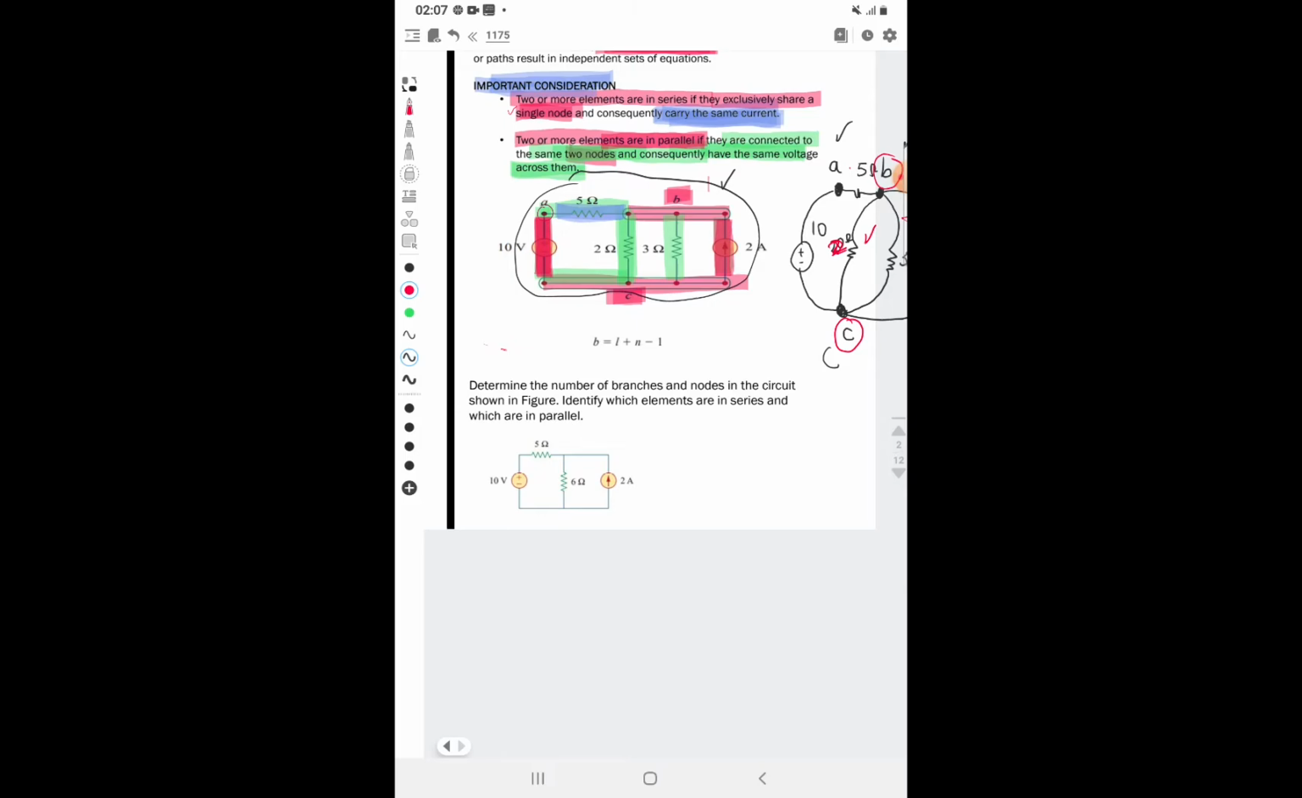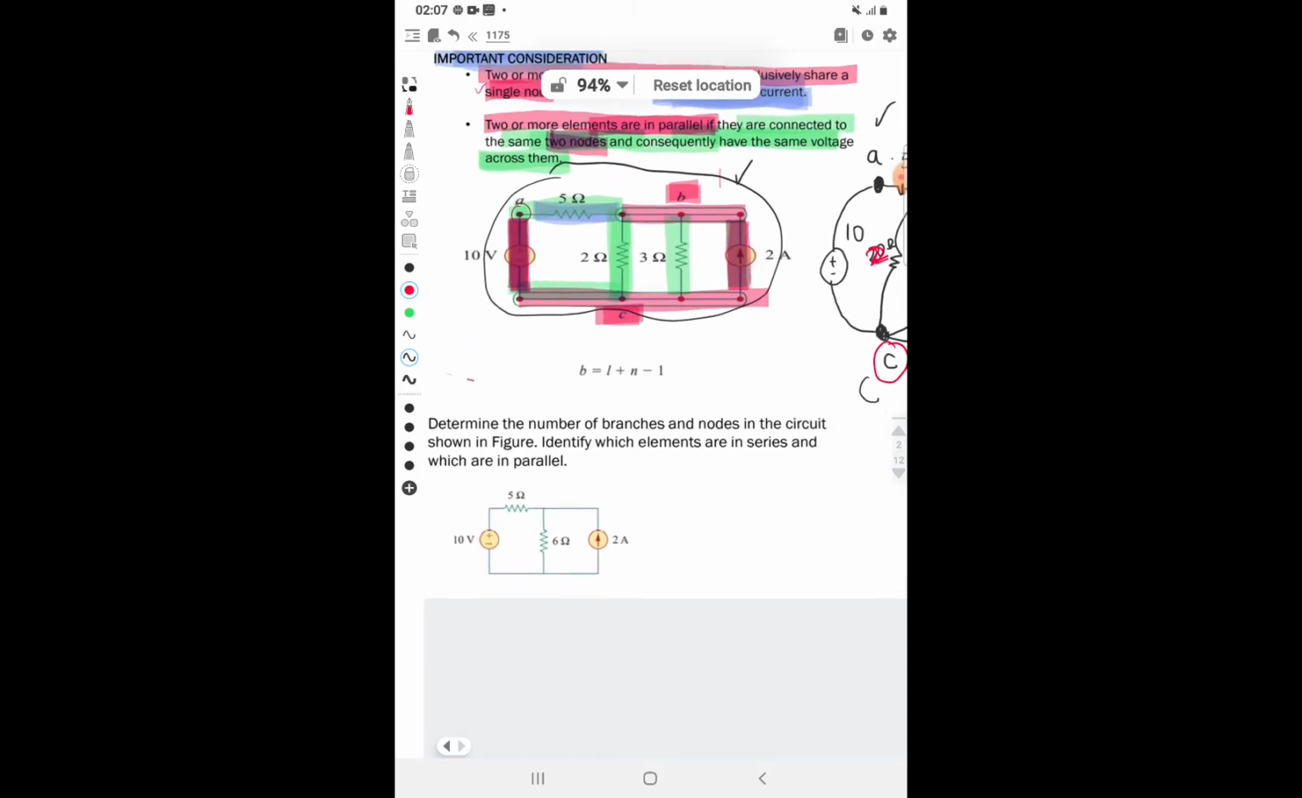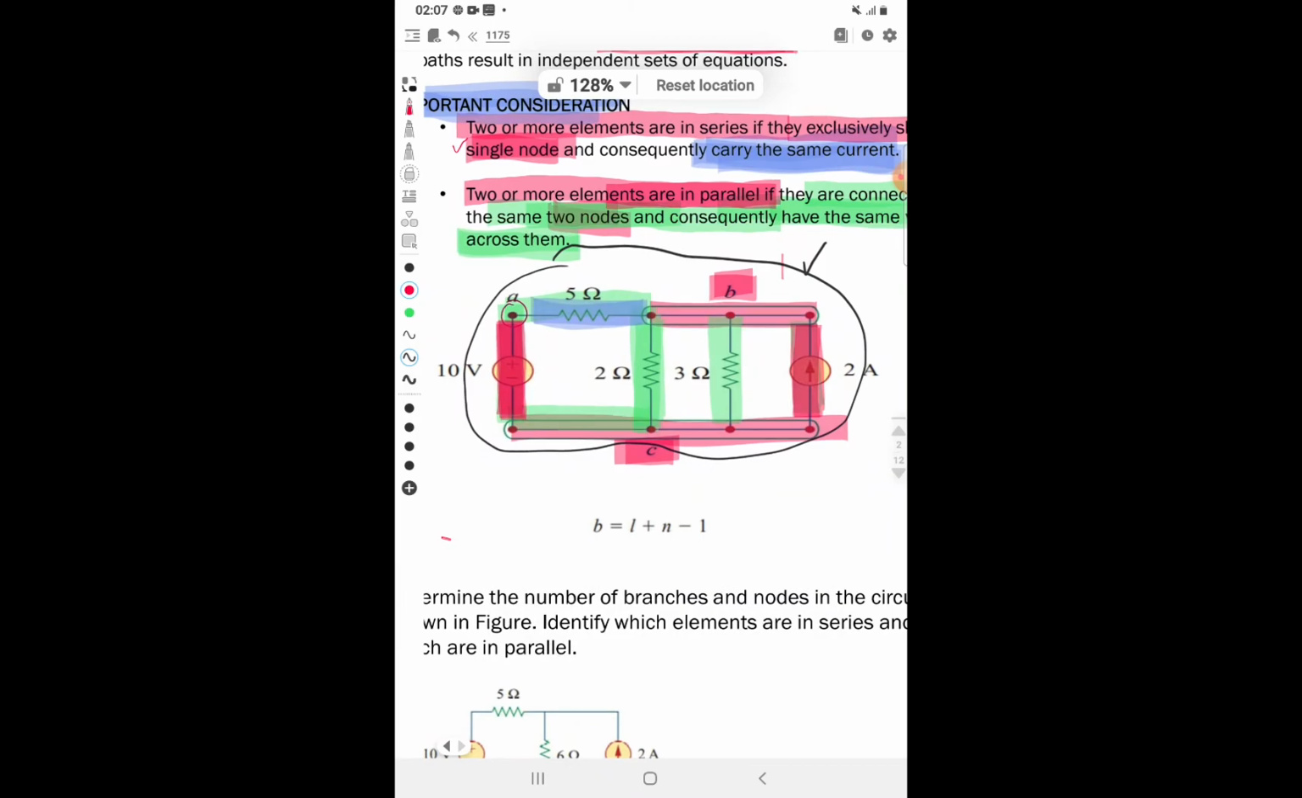So, how can we determine the number of branches, number of loops, and number of nodes? In this case, take note that the number of branches is the number of elements in our circuit. Our nodes are where they are connected together. Okay? So, from here, our number of loops is three. We have our loop 1, loop 2, and loop 3.